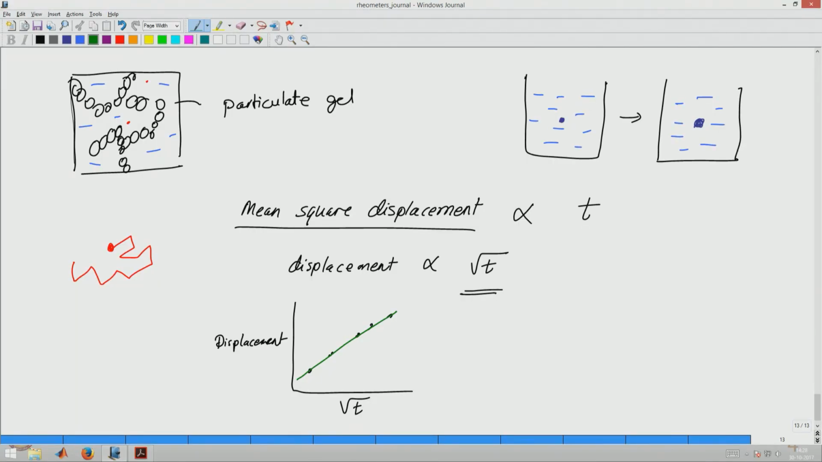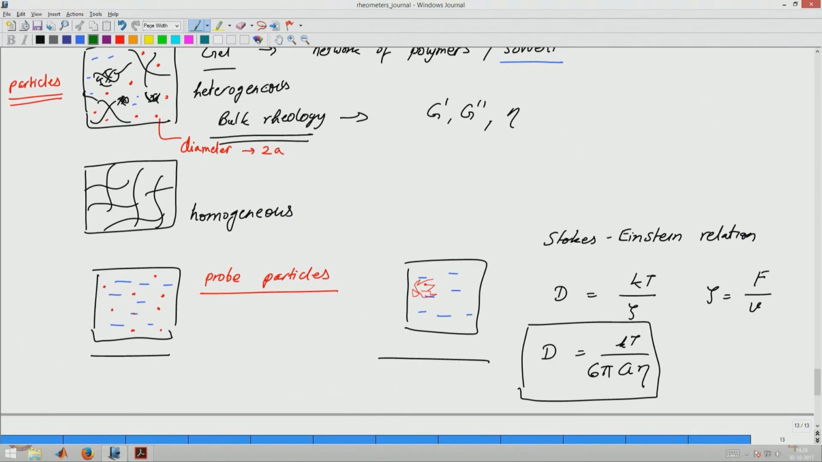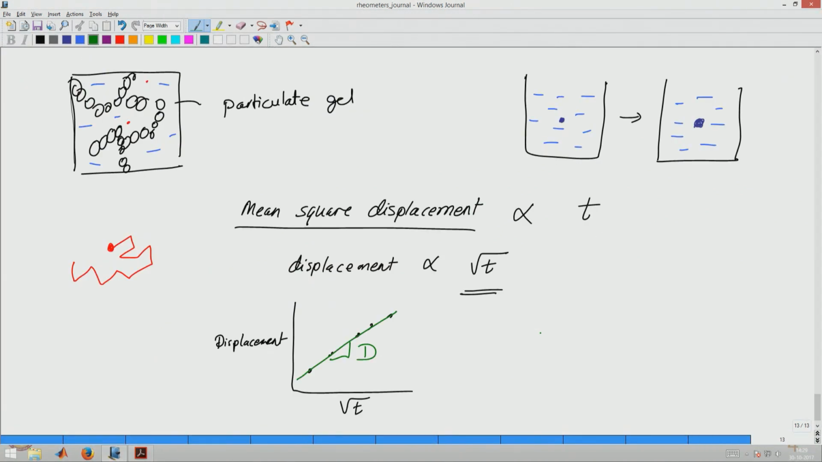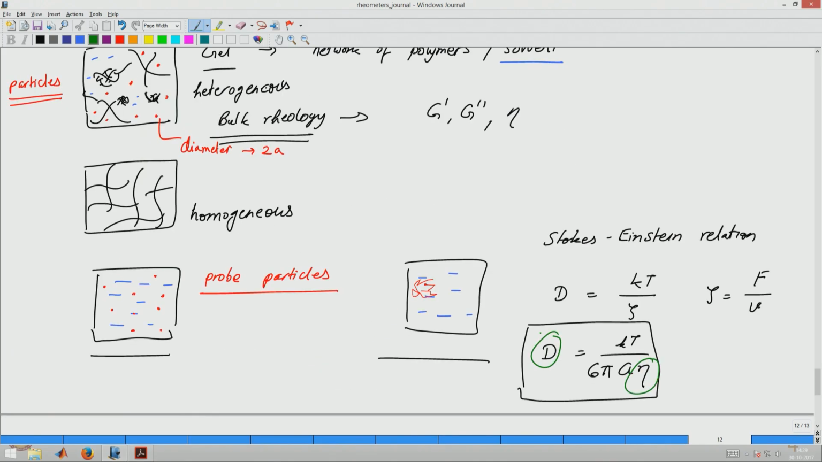So, now what you can see is, using microrheology, if I plot displacement versus square root of time, then the slope of this line will be directly proportional to the diffusion coefficient, and the diffusion coefficient, as we saw, is directly related to the viscosity. So, if I can do video microscopy, measure the displacement of particles using image analysis, and plot that displacement data against the square root of time, from the slope I can find the diffusion coefficient, and I know the size of the particles that I have taken and the temperature at which the measurement is being done.